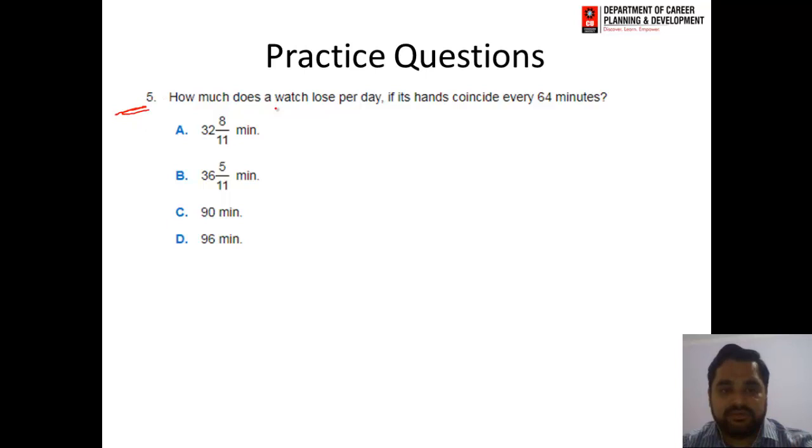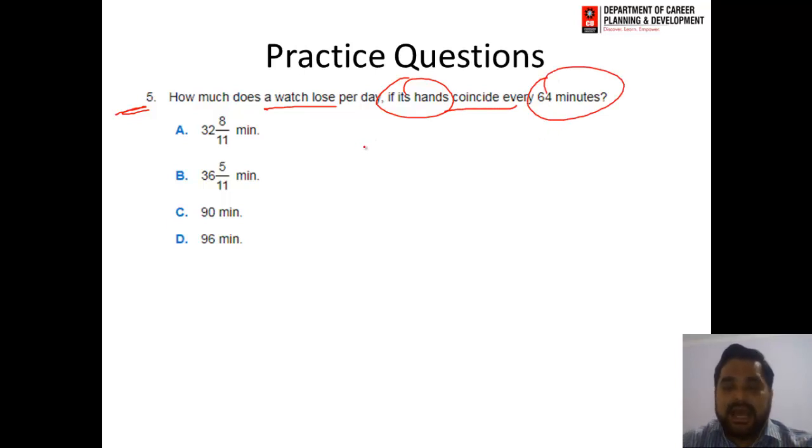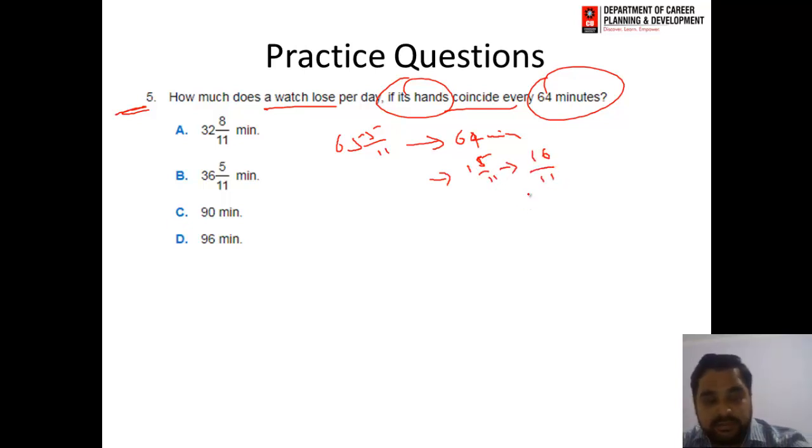So now here we have question number 5. How much does a watch lose per day if its hands coincide after every 64 minutes? Actually, they coincide after every 65 5 by 11 minutes, but in the false clock they coincide after every 64 minutes. It means for every 65 5 by 11, there is a time loss of 1 5 by 11 minutes. If we solve this, we have the value 16 by 11 minutes.